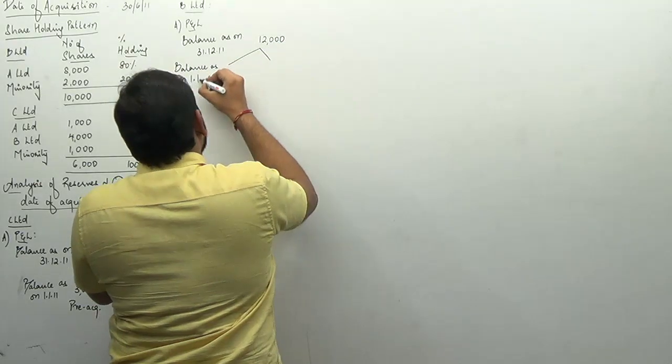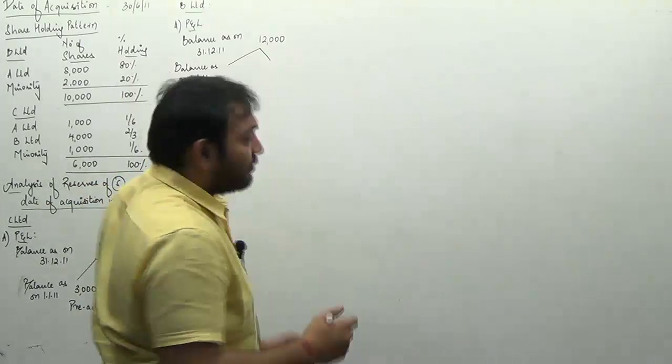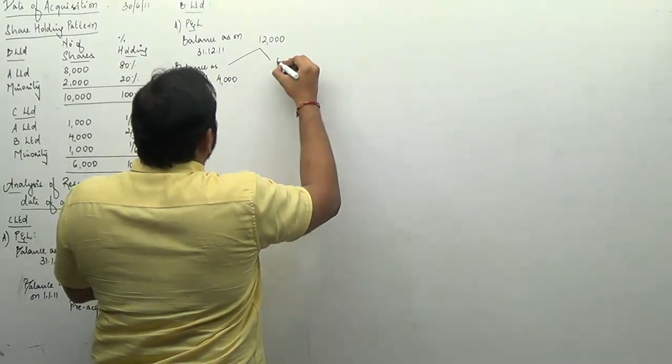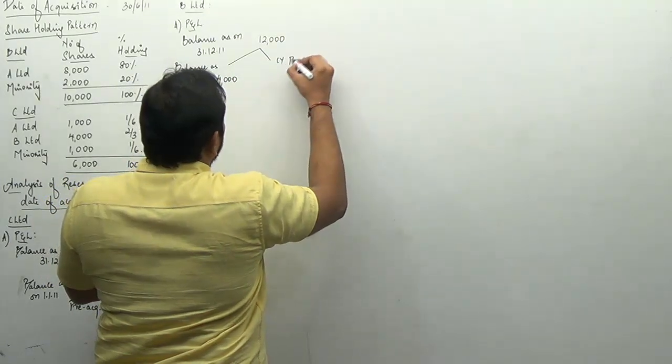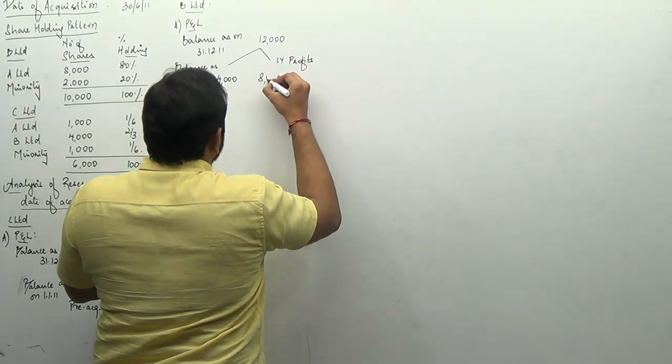Balances on 1st Jan 2011, read the balances given. P&L balance of B Limited is 4,000. So my current year profit is 8,000.